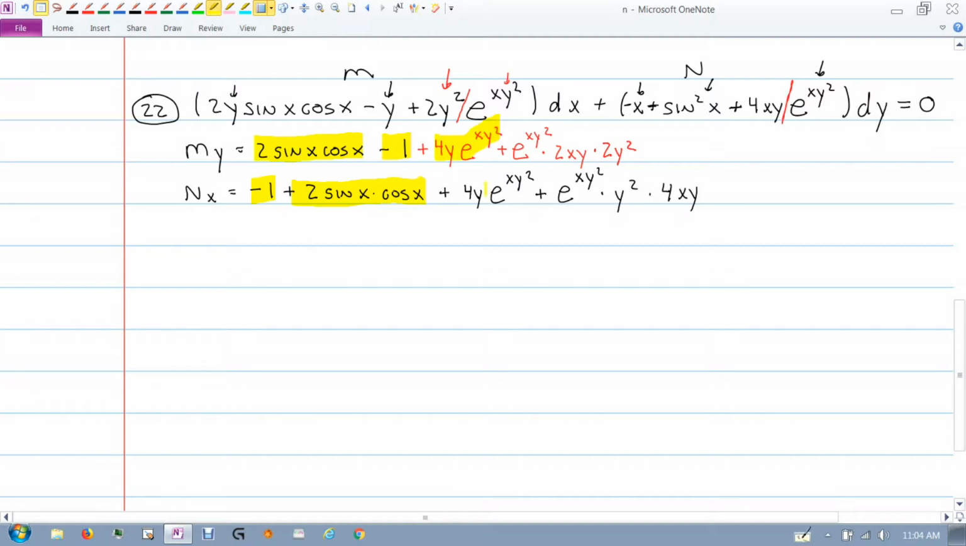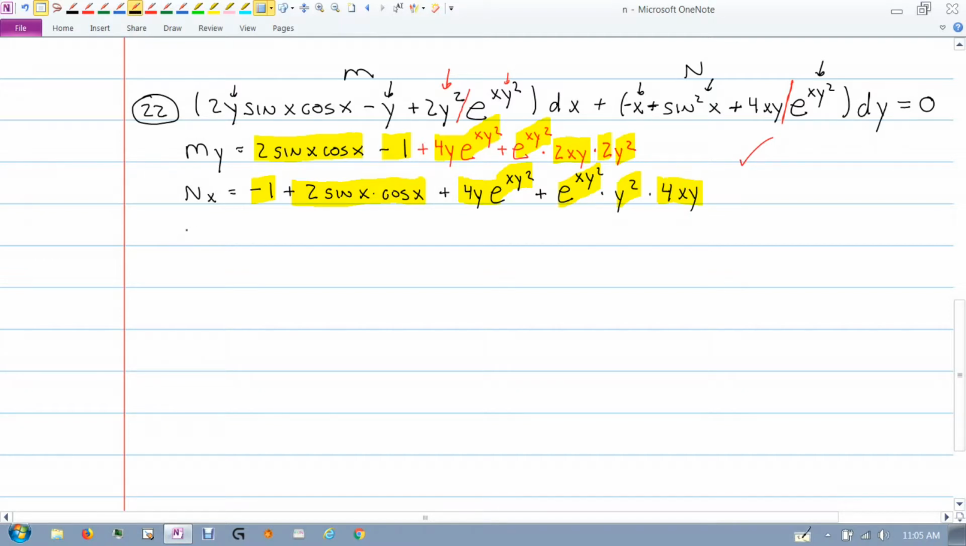4y e to the xy squared, and then e to the xy squared times y squared times 2xy, and then another 2, so that's 4, so 4xy. Yes, they match up exactly, so they are exact.